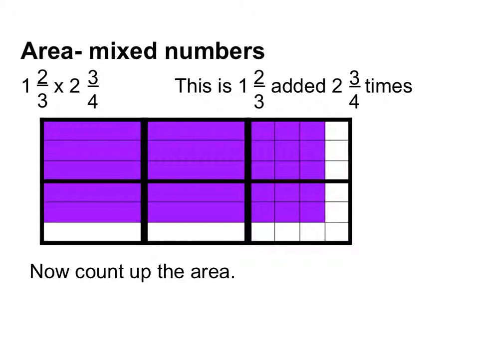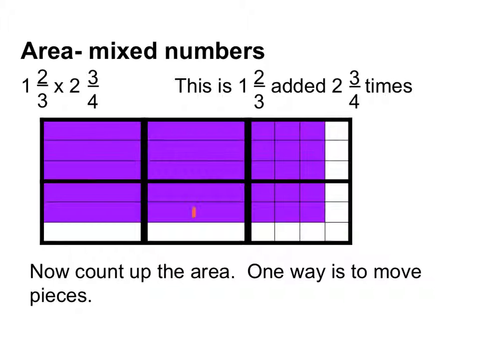So that's our next task. How do we figure out what the area of that purple rectangle is? One way to do it is to think about moving pieces. So here's what I mean by that. I'm going to grab this piece right here. And I know that that piece fits perfectly right here. So I'm going to move it right over here and get rid of this one.